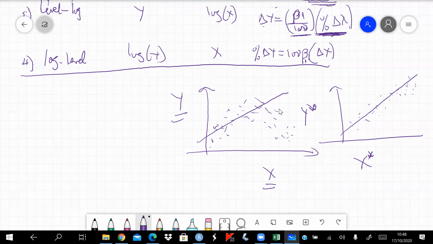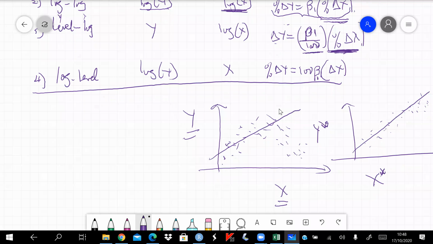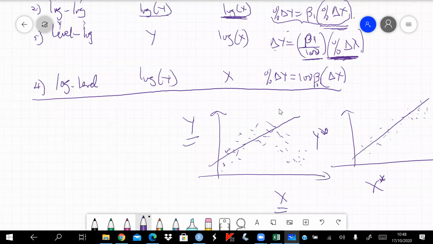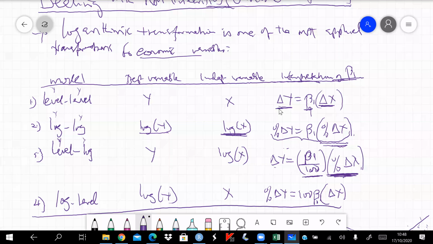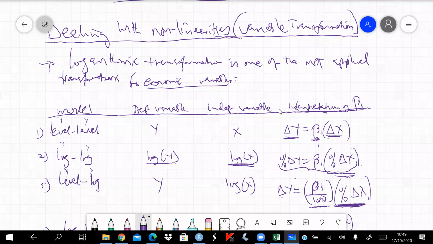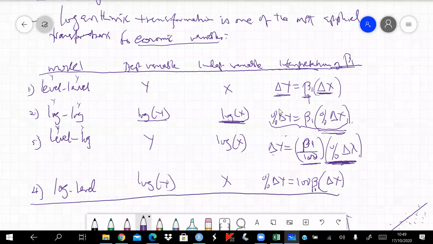So if you suspect that your R squared is small because you have a bad fit, you may start by transforming the variables. One of the most widely used transformations for economic variables is the logarithm transformation. There are various ways of transforming variables using the log transform. I've given here 4 types of models that you can get from that transformation. The first one is a level model, where you do not transform the variables. You fit the variables the way we did in the previous example.